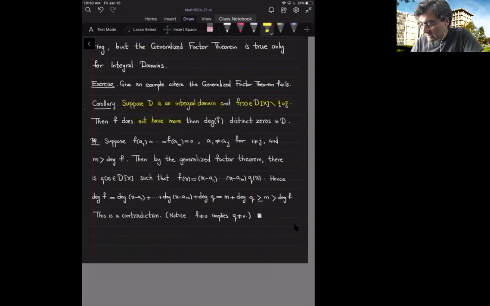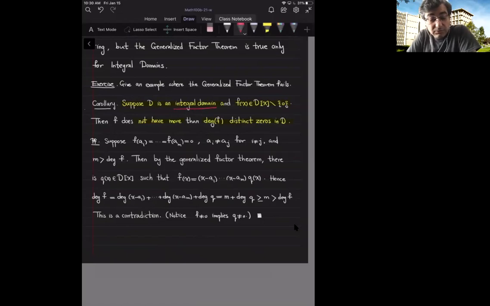So again, this statement is not true when the ring of coefficients is not an integral domain. So being an integral domain is crucial in this corollary as well. Okay, so let's see how the proof goes.